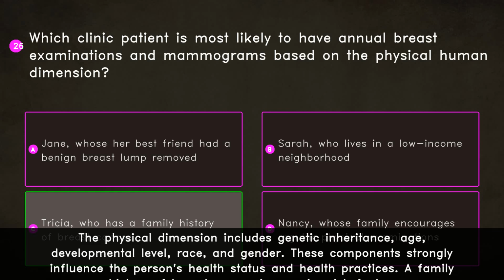The physical dimension includes genetic inheritance, age, developmental level, race, and gender. These components strongly influence the person's health status and health practices. A family history of breast cancer is a major risk factor.